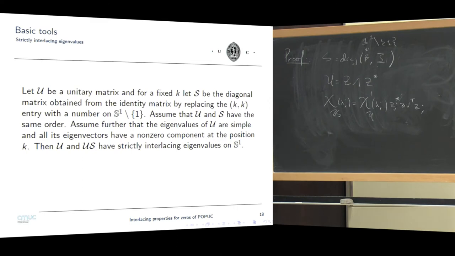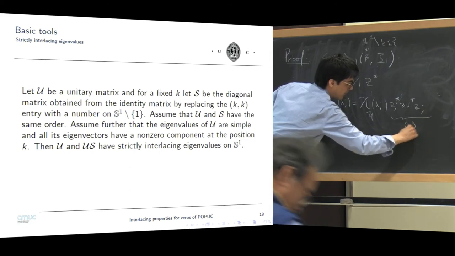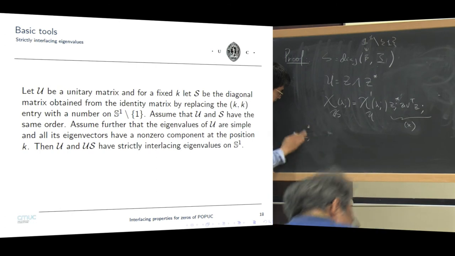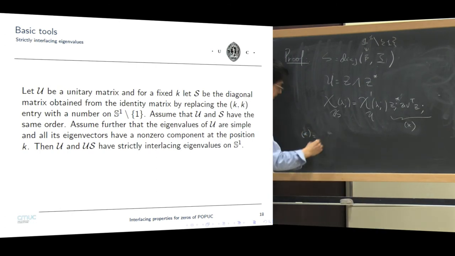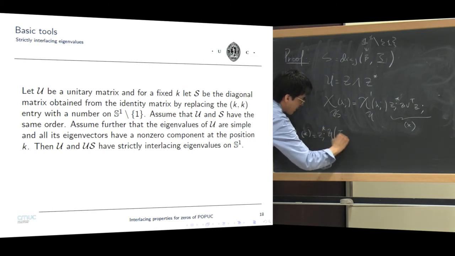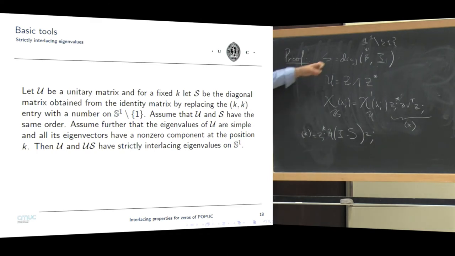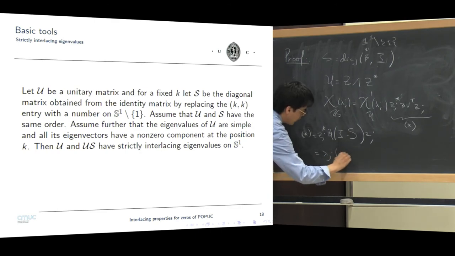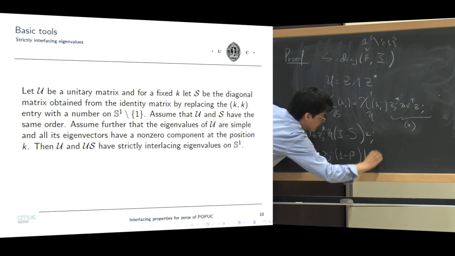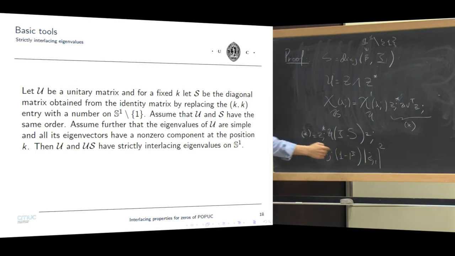The interlace property is clear by the first sentence of the previous theorem, but we need to prove that U and US have no common eigenvalues, and to do this we make this. But in this case, this part is very easy because this will be essentially this. Since this is our matrix, what we have is this. This is the first entry of this eigenvector. So this quantity is clearly different from zero, and with this we have this.